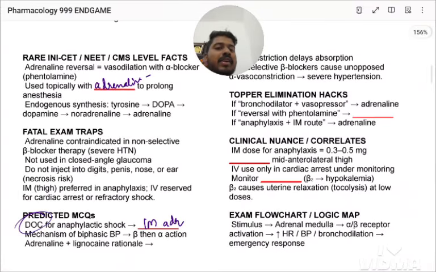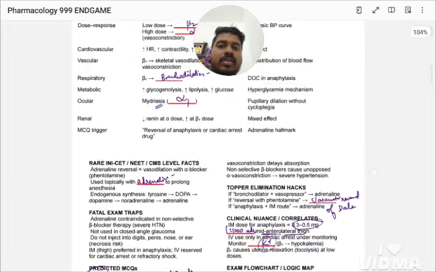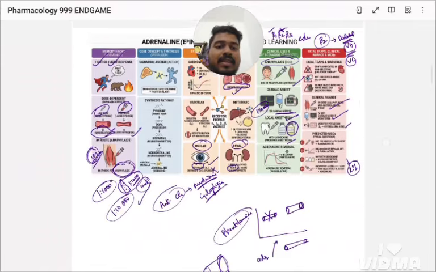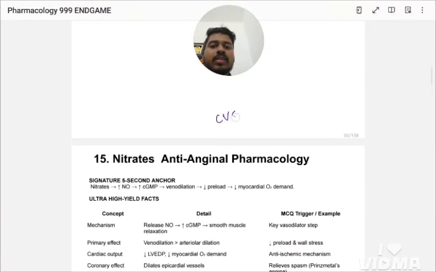Now, if there is reversal with phentolamine, what do we call it? We call it vasomotor reversal of Dale. Next, what is given in the mid anterolateral thigh, 0.3 to 0.5 mg of what? 1:1000 ADR, which is the concentration. Monitor what? Monitor potassium, because a beta agonist, that is ADR, can cause a transcellular shift of potassium into the cells, leading to hypokalemia.